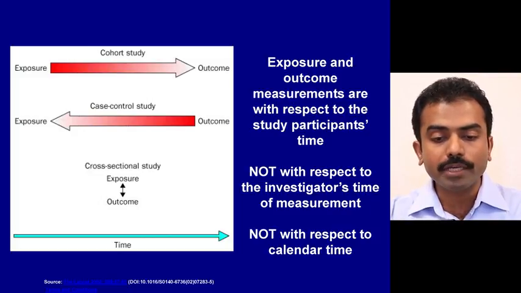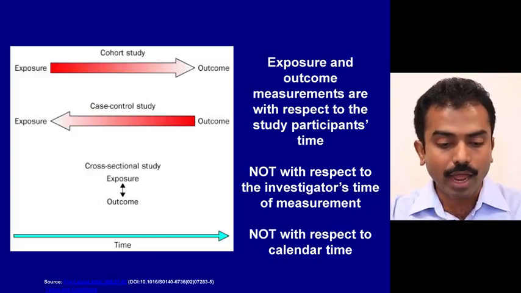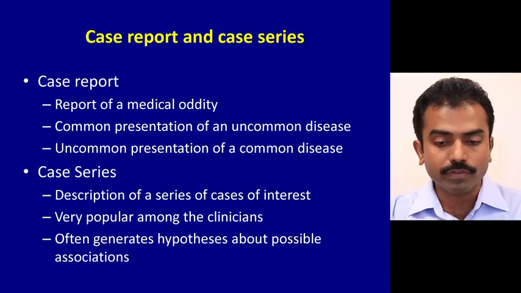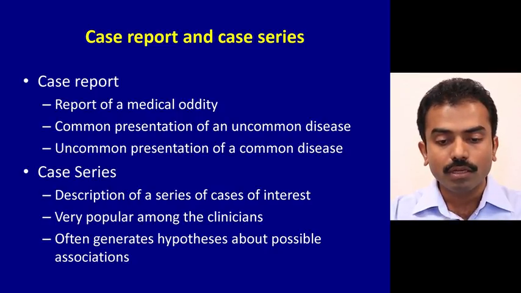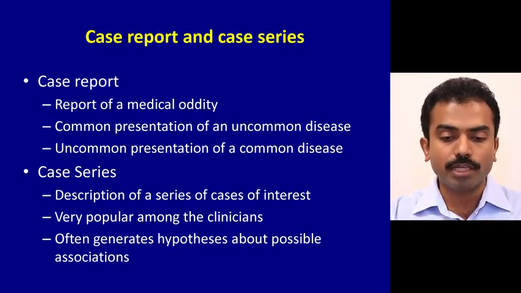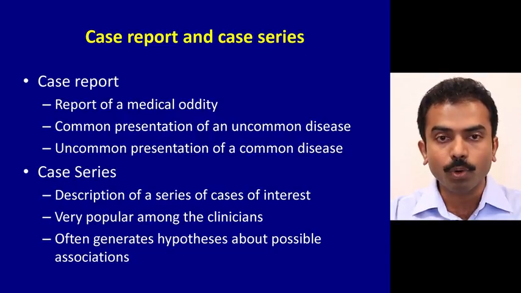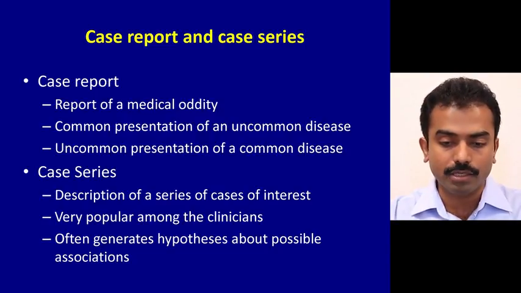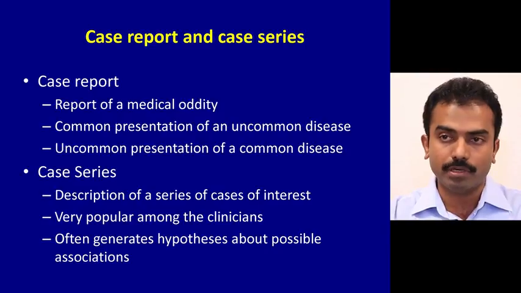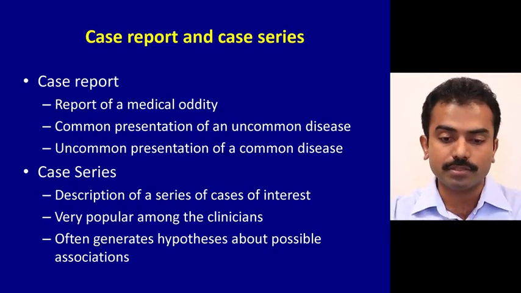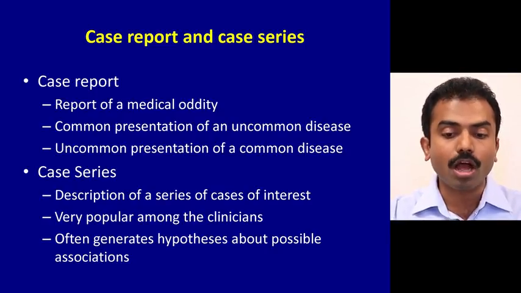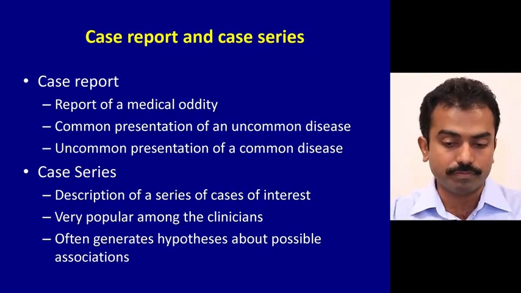Now let's go through individual study designs and see how each one of them differ. So let's look at what's a case report. A case report is one of the commonest forms of publication. It's basically a report of a medical oddity. Something unusual has happened and we would like to report that. Maybe it's a common presentation of a very uncommon disease or a very uncommon presentation of a common disease.